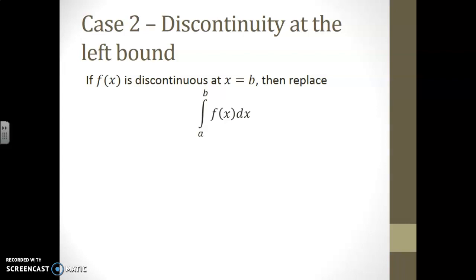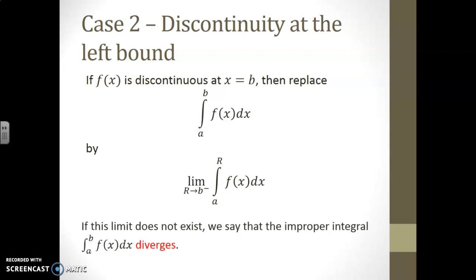In case 2, we'll consider a situation where the right bound is problematic. So once again, the strategy is to eliminate the right bound and stop at a point that comes before it, so that f is continuous between a and r. And then we will move the boundary r so that it approaches point b. If the limit exists, then fine. If there is a divergence in the limit, then the improper integral itself is said to diverge.